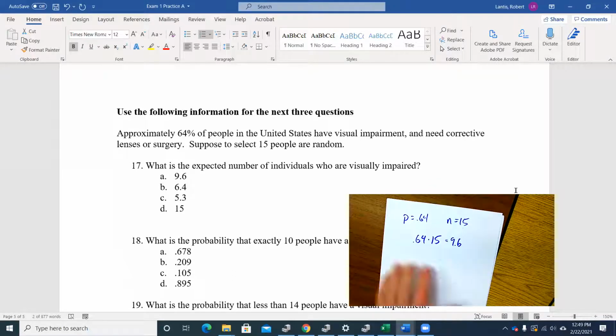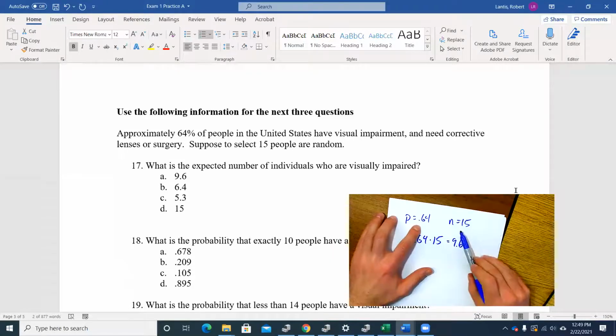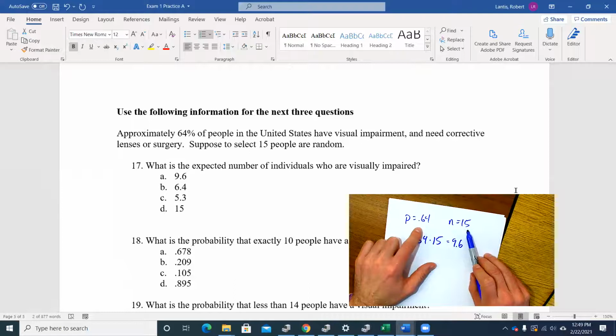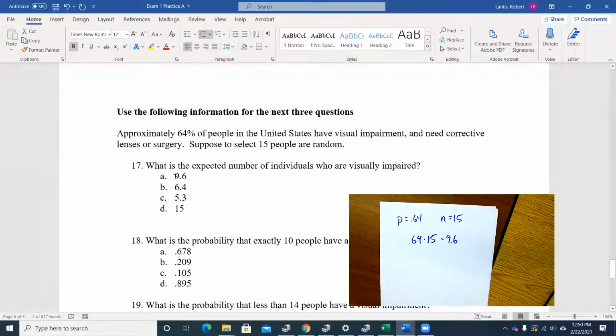Because if I think about this, if 64% of people usually have a visual impairment, if I asked 100 people, how many would have a visual impairment? 64, right? You did 100 as your n times that probability of success of 0.64. Well, here, if I use 0.5 as an easy way to put a bound on it, this is greater than 50% or 0.5, so I know that more than half of the people should be expected to have a visual impairment. So I know the correct answer should be somewhere above 50% of 15, which would be 7.5. If I look at the possible answers, A is the only one that meets that criteria, right?